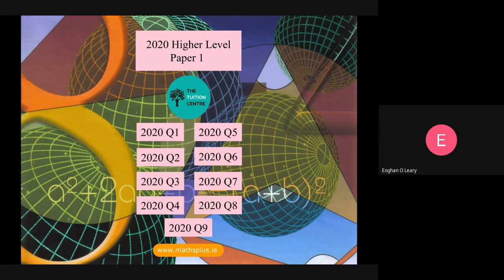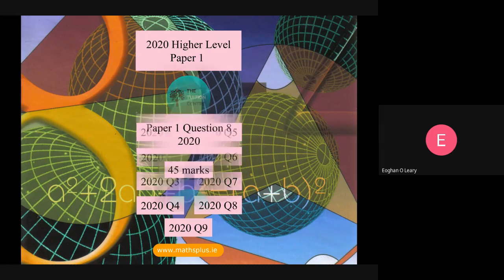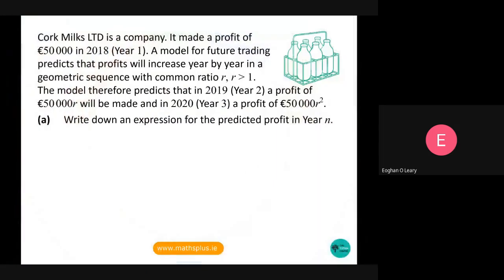So here we are. We're on to question 8. And question 8 is their second context and applications question. Quickly here, you'll see that we're talking about sequences and series. Cork Milks Limited is a company. It makes a profit of €50,000 in 2018. That's year 1. A model for future trading predicts that the profits will increase year by year in a geometric series with common ratio R.